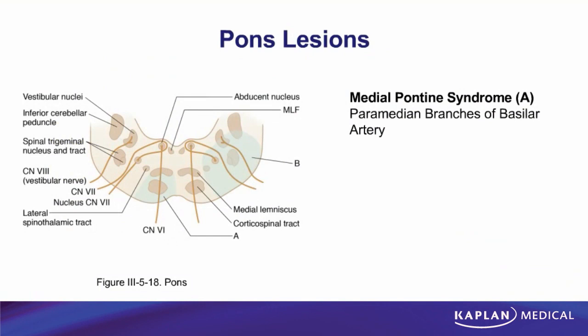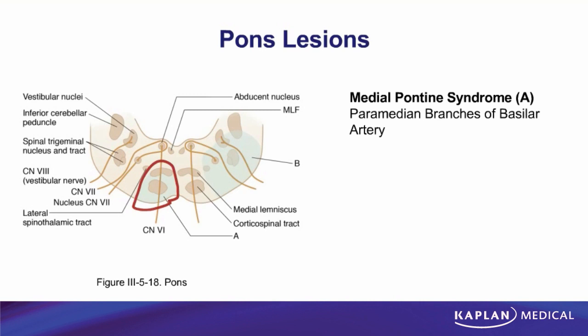Now then, let's move up to pontine lesions, starting with medial pontine syndrome. And again, here is the lesion site indicated by the area in green on the medial and caudal pons. So this is the result of involvement of some of the paramedian branches of the basilar artery, which we know are our medial pons blood supply.